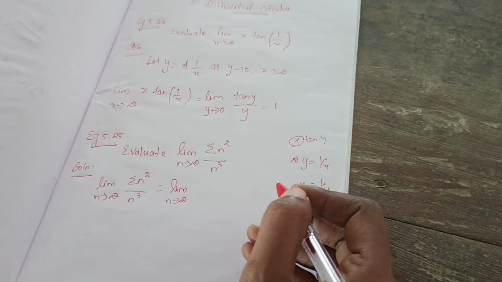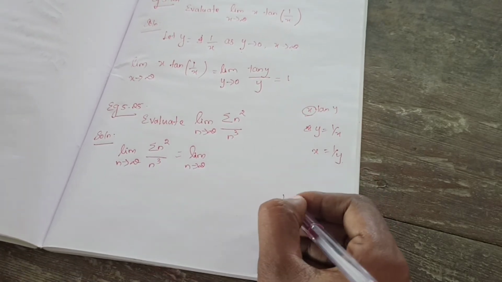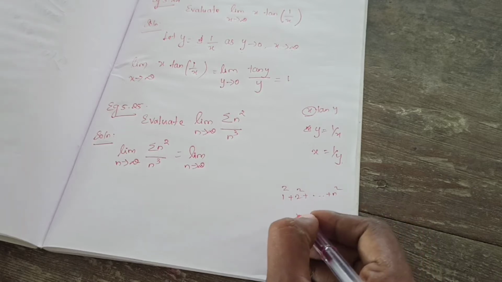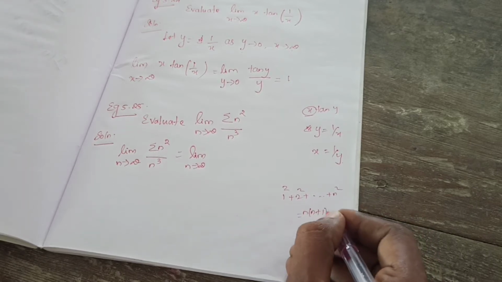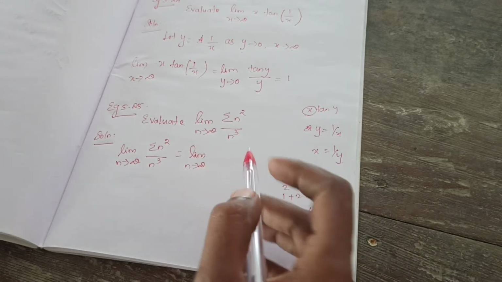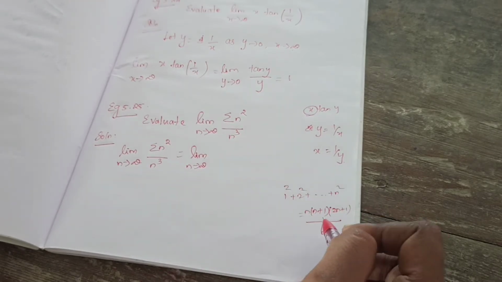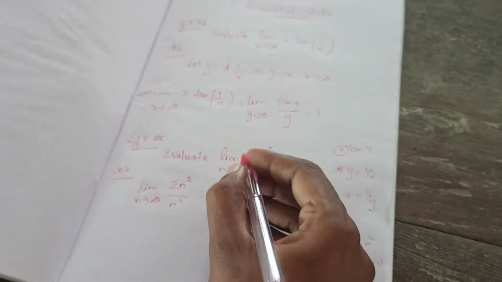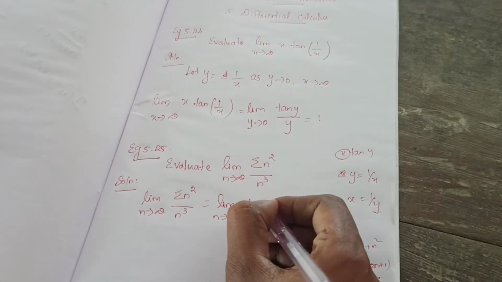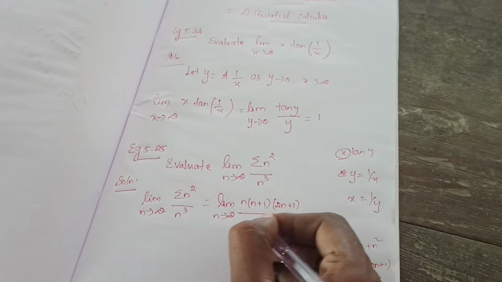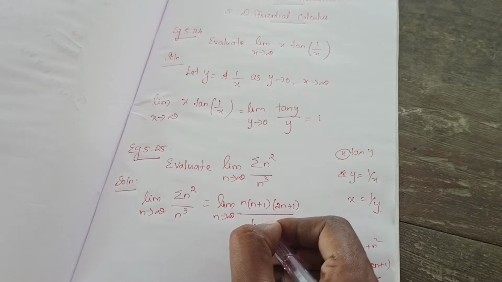In 10th grade you have learned the formula in the special series 1 square plus 2 square plus etc. up to n square. What's the value? n into n plus 1 into 2n plus 1 by 6. We are going to use this formula here. So in the place of summation n square, what will you substitute? n into n plus 1 into 2n plus 1 by 6. So substitute here n into n plus 1 into 2n plus 1 by 6 into 1 by n cube.